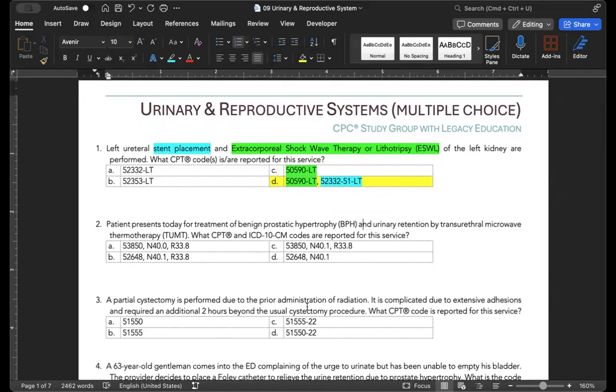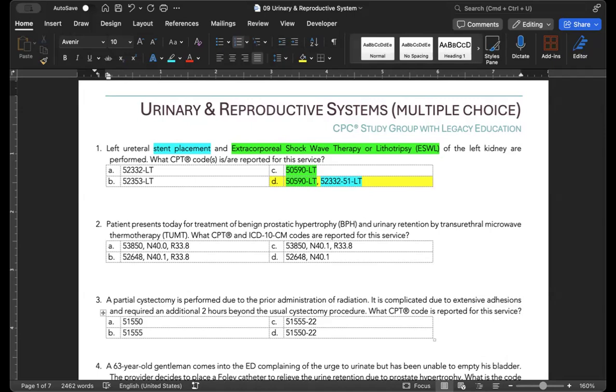Number two, patient presents today for treatment of benign prostatic hypertrophy or BPH and urinary retention by transurethral microwave thermotherapy or a TUMT. So this one we're going to code CPT and ICD-10. So we have two that have 52648 and two that have 53850. So let's do the 53850 just because that comes first numerically. No, 52648 would come numerically, but I'm already there. So 53850 is for a transurethral destruction of prostate tissue by microwave thermotherapy.